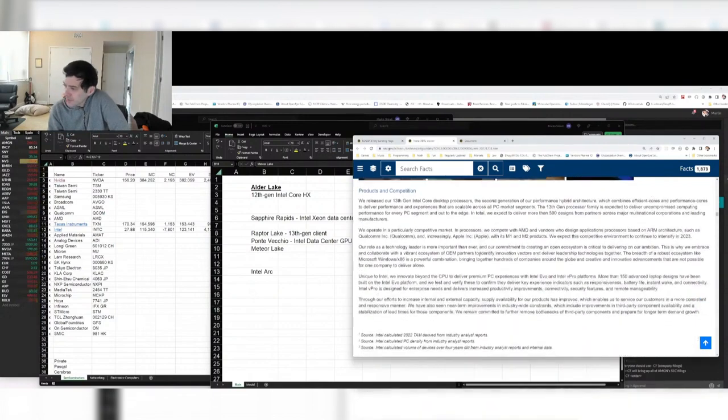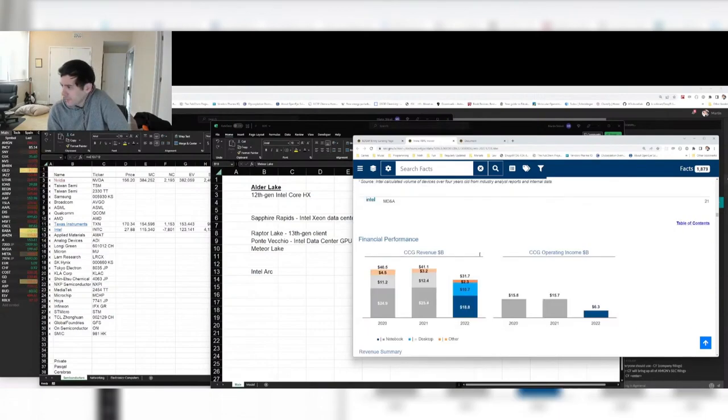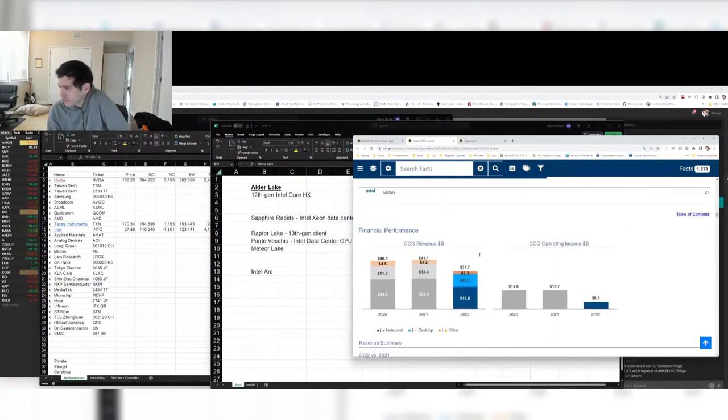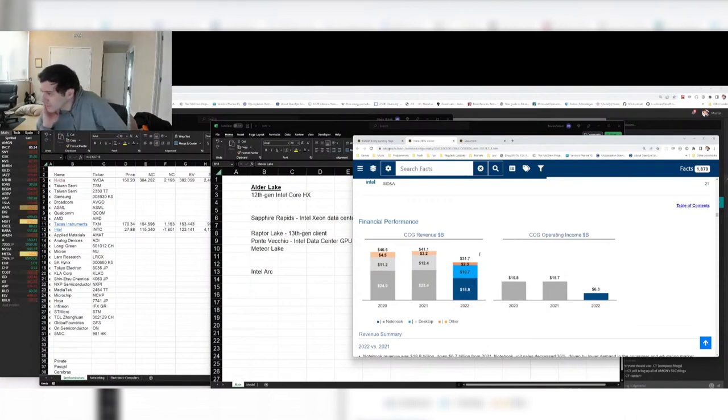Apple M1 and M2. Yeah, I also want to, I probably have to make an AMD model to really get a sense for this as well. Here's CCG.